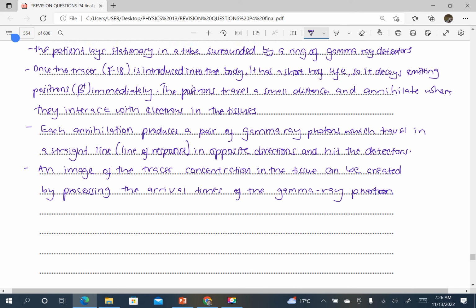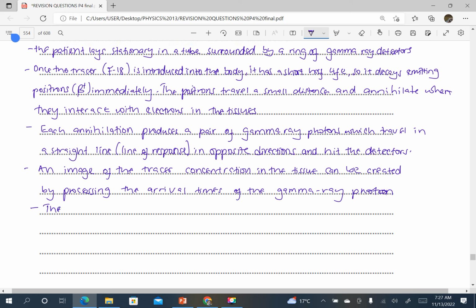So by processing the time which the gamma ray photons take to reach the detectors, an image of the tracer concentration is formed. When I talk about tracer concentration, it is the area where the concentration is too much. Note that the arrival times indicate the location of the tumor.